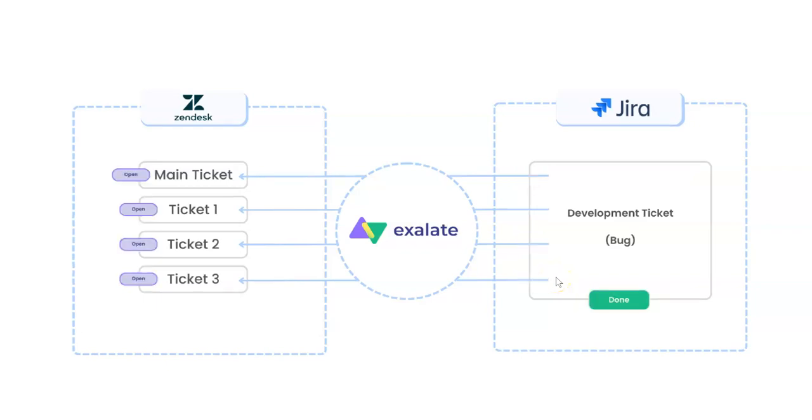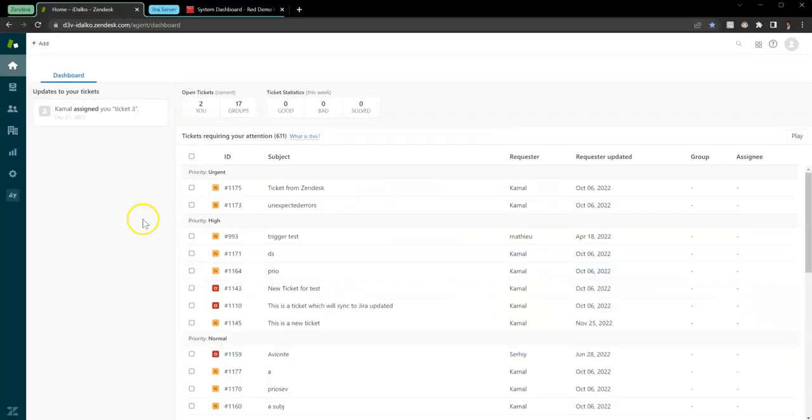And once the developer team finishes working on it and marks the ticket as done, this would provide a final update to the Zendesk tickets and change them all back to status open so that they start appearing in the support agent's queue and they can address it appropriately. So let's take a look at how this use case is set up.